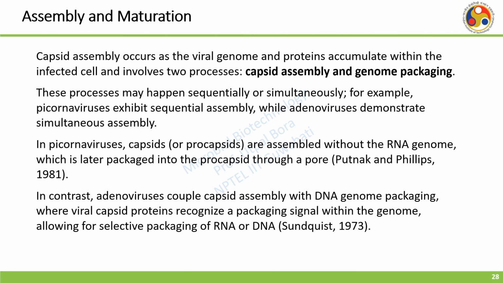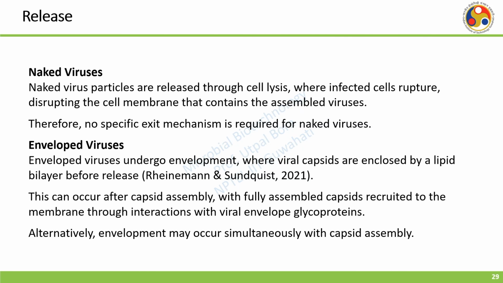In picornaviruses, capsids or procapsids are assembled without the RNA genome, which is later packaged into the procapsid through a pore. So the procapsid will be formed, and through this pore the genetic material will be internalized. In contrast, adenoviruses couple capsid assembly with DNA genome packaging. So it goes side by side, where viral capsid proteins recognize a packaging signal within the genome, allowing for selective packaging of RNA or DNA.